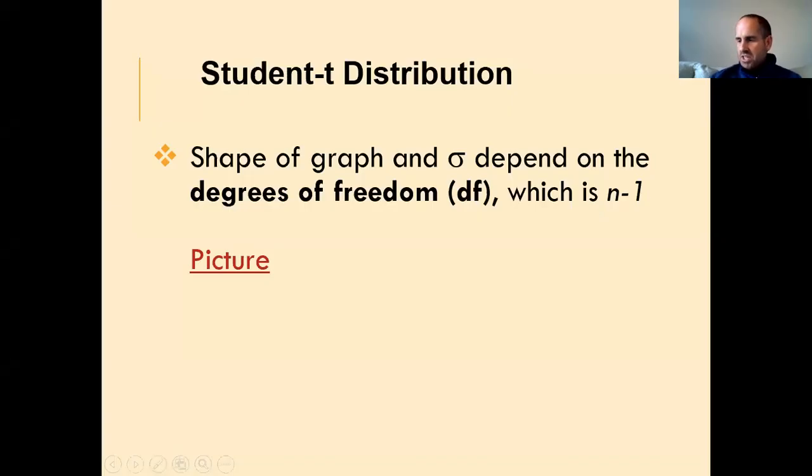Back in our slide presentation here, again, the shape of the graph and sigma depend on the degrees of freedom. And remember what Wikipedia was doing is it was letting this equal nu. It looks like a V, but it's a little bit fancier than that. It looks like a script V of some kind. That is the Greek letter nu. And again, that Wikipedia page is really great. There's a lot of good information about the student t-distribution over there.